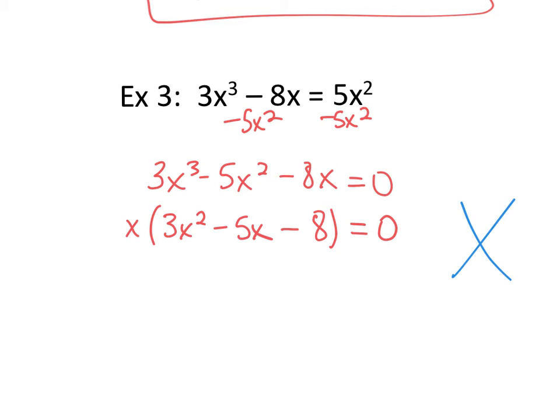What's going to go on the top? Negative 24, because 3 times negative 8 is negative 24. What goes in the middle? Negative 5x. Okay. And my two sides. Multiply to negative 24, add to negative 5. Yep. Negative 8 and positive 3. I like it. Awesome.